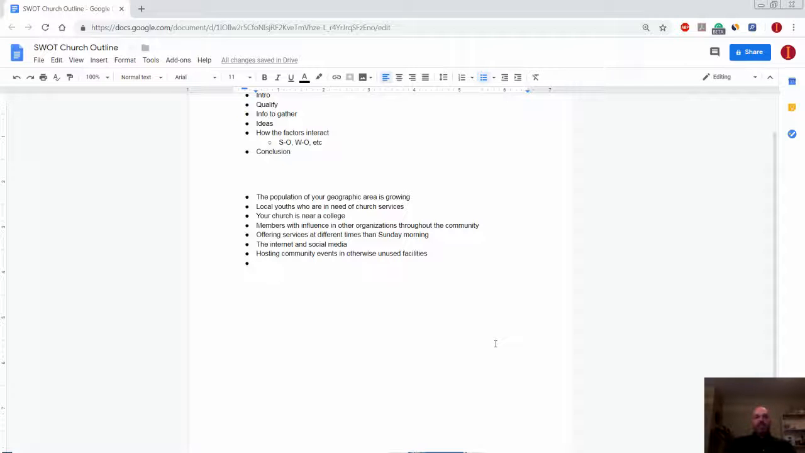So another opportunity would be offering services. This one might be considered a strength, since it is kind of in your control, but offering services at different times than Sunday morning. Okay, more flexibility on your part means probably more opportunity to get people in the doors and in the pews. The internet and social media, of course, represent an opportunity, and then hosting community events and otherwise unused facilities. A lot of churches have a bunch of square footage, okay?